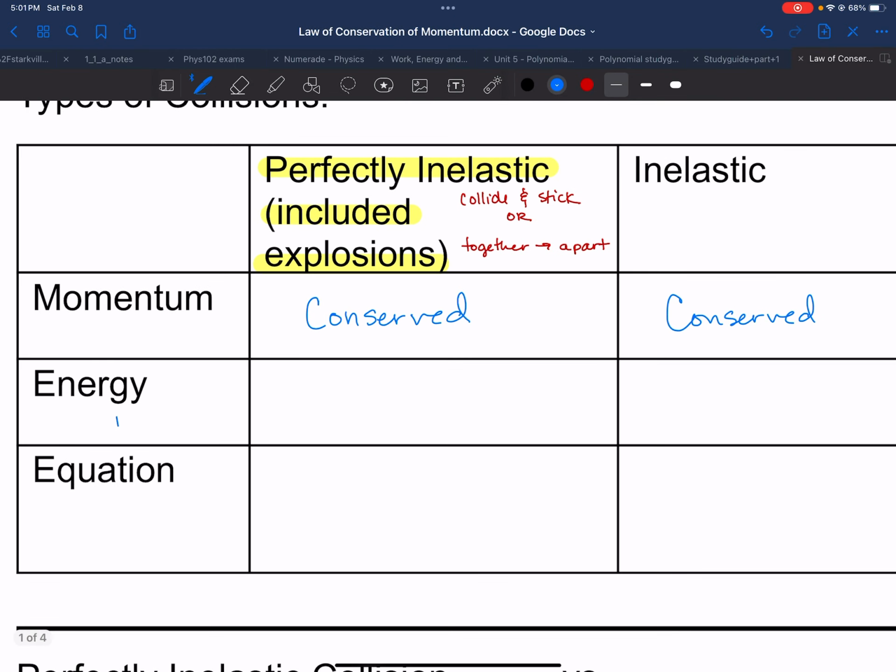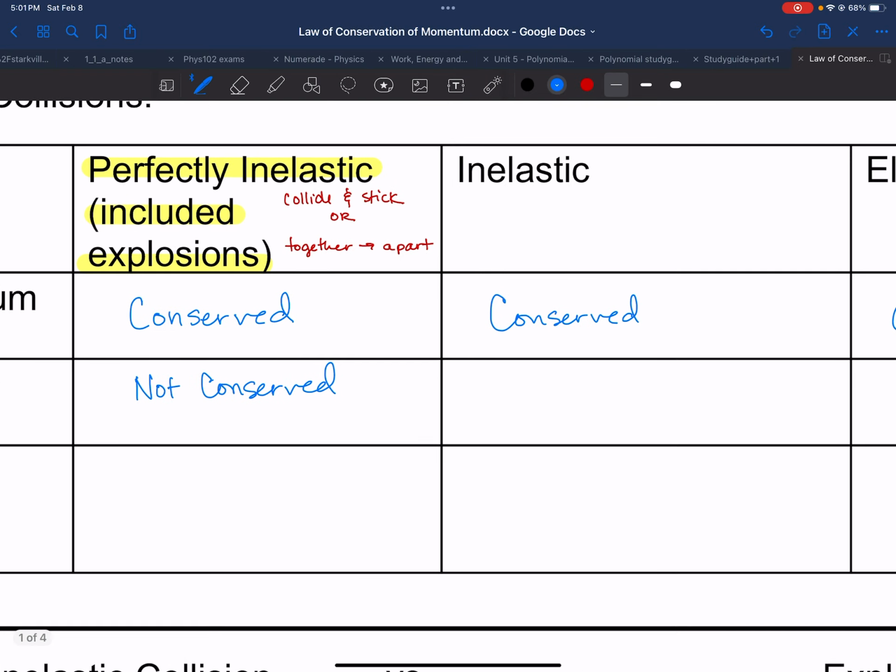All right, let's look at energy. And when we talk about energy, we're really talking about kinetic energy, meaning the kinetic energy before, is it equal to the kinetic energy after? So kinetic energy initial and final. In a perfectly inelastic collision, not conserved. In an elastic collision, also not conserved.